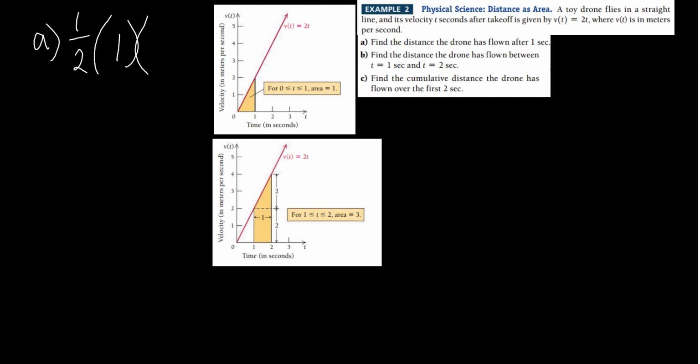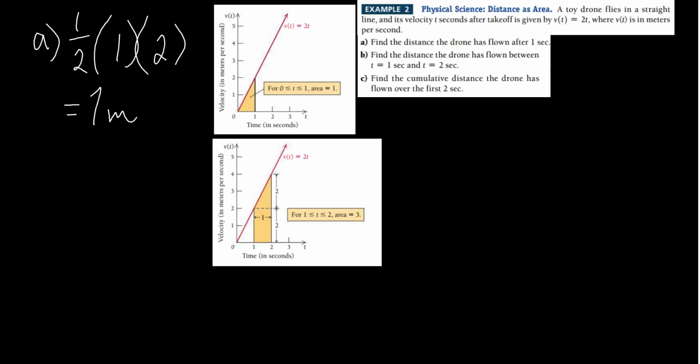Well, what is the height of this triangle? All right, well, it looks like it's 2 units. Okay, so it's 2 units. Well, 1/2 times 1 times 2, that's just going to be equal to 1. Okay, so the drone has traveled 1 meter.